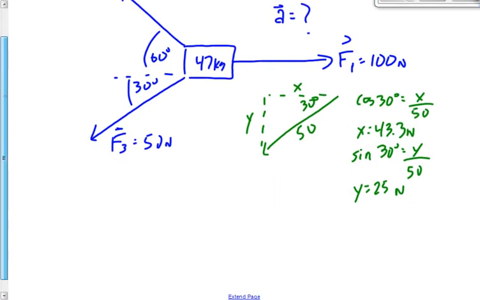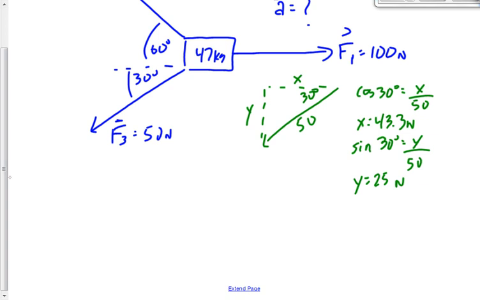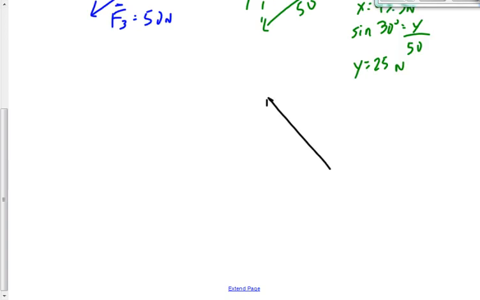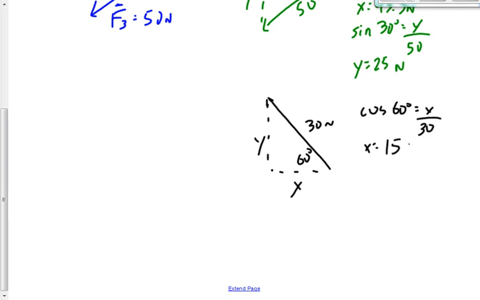Let's do the 30 Newton vector at 60 degrees. Here's our angle at 60 degrees. This is x, this is y, this is 30 newtons. We're going to say cosine 60 degrees is equal to x, the adjacent side, over the hypotenuse, 30. So x is going to be equal to 15 newtons here. Sine 60 degrees is equal to y over 30 newtons, and y is going to therefore be equal to, I think it's 25.98 newtons.